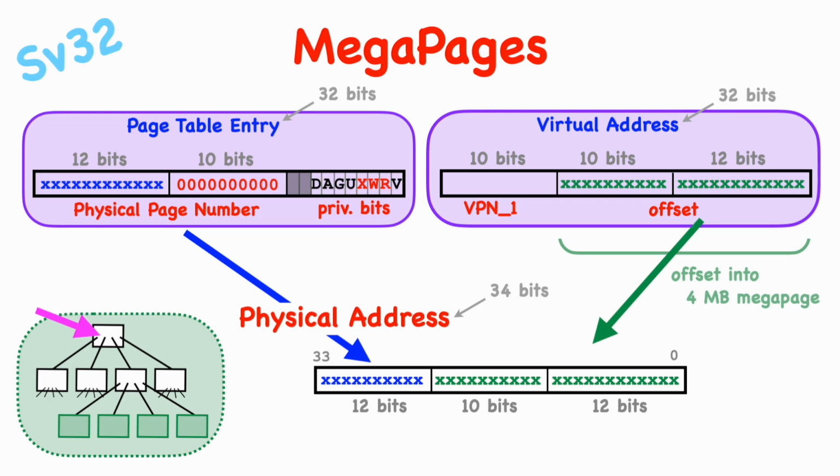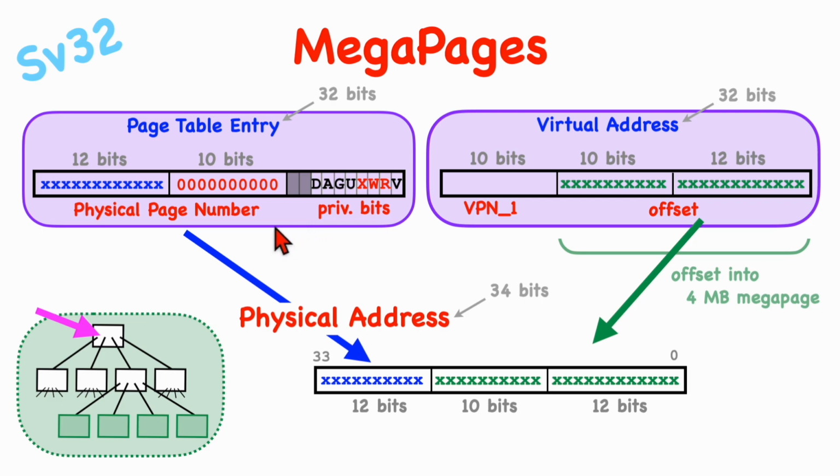So the memory management unit will use virtual page number part 1 to index into the root node, but when it fetches the page table entry from this node, it will see that the readable, writable, and executable bits are not all 0. And that means this is a leaf page table entry. But since it's occurring at this level, and not the bottom level, it means that we've got a mega page.